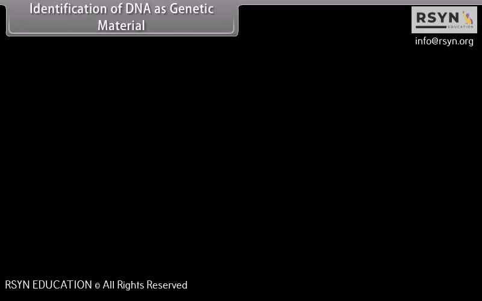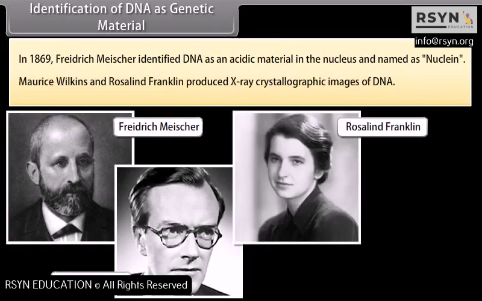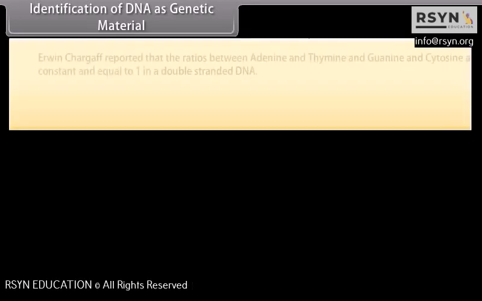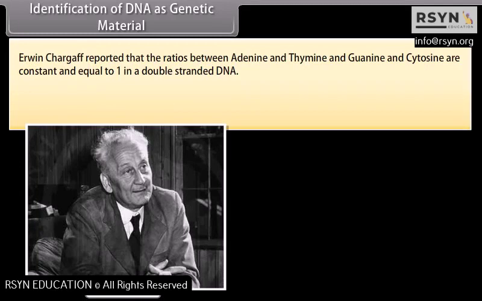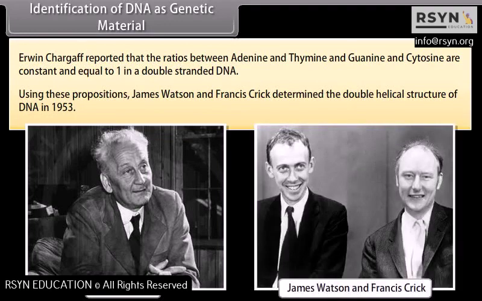Identification of DNA as genetic material. In 1869, Frederick Miescher identified DNA as an acidic material in the nucleus and named it nuclein. Maurice Wilkins and Rosalind Franklin produced X-ray crystallographic images of DNA. Erwin Chargaff reported that the ratio between adenine and thymine, and guanine and cytosine, are constant and equal to 1 in a double-stranded DNA. Using these propositions, James Watson and Francis Crick determined the double helical structure of DNA in 1953.